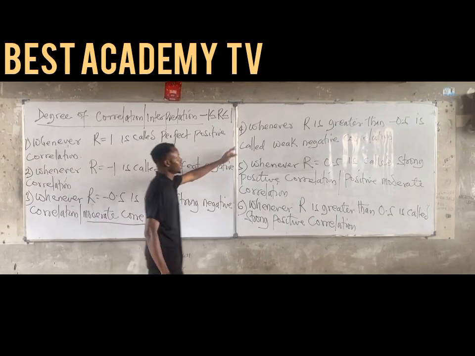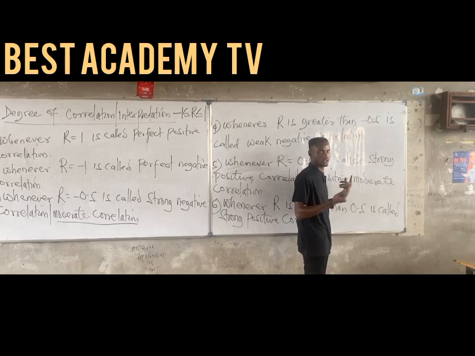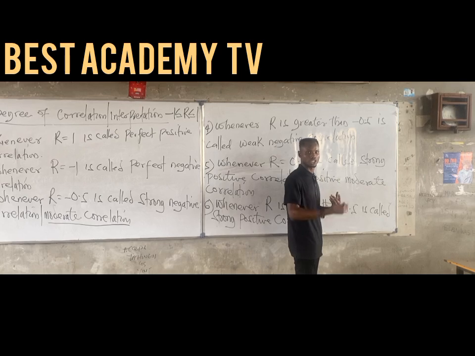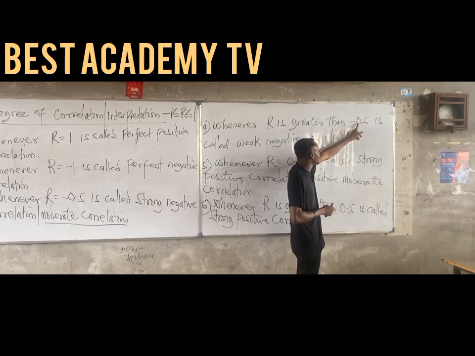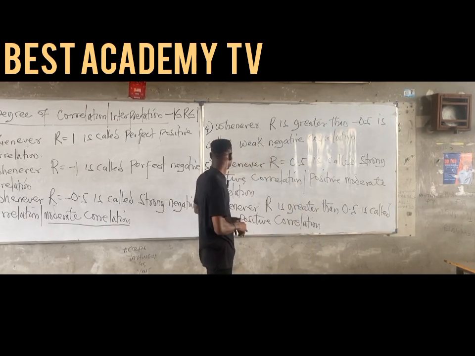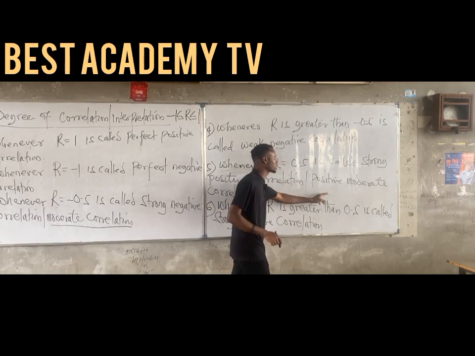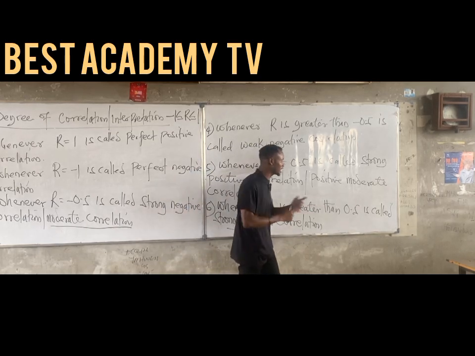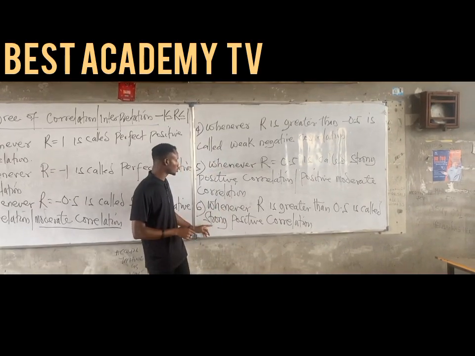Okay. Now, whenever r is greater than -0.5, this looks confusing to some persons, but -0.3 is greater than -0.5. So any number that is greater than this is called weak negative correlation. Please take note. Now whenever r is equal to 0.5, it is called strong positive correlation or positive moderate correlation. So any value greater than 0.5, just like 0.6, 0.7, 0.9, is called strong positive correlation.